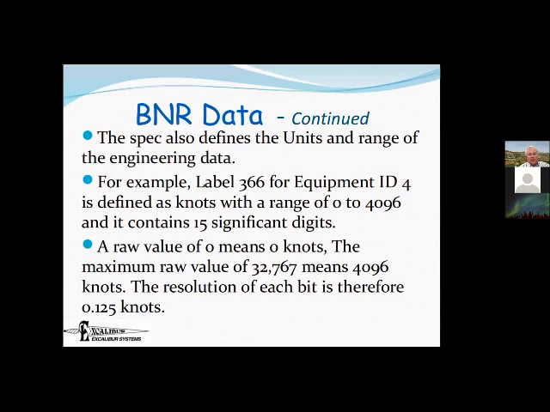Okay, and the answer is because if I did that, then the resolution would be a knot. But the people who wrote this spec decided that they want the precision to be better than a knot. They want it to be 1/8 of a knot, which in decimal is written as 0.125. And therefore, they need 8 times as many bits as they would need if it was just a knot. And so they only can have a range of 0 to 4095, but a range of 4096 possibilities.